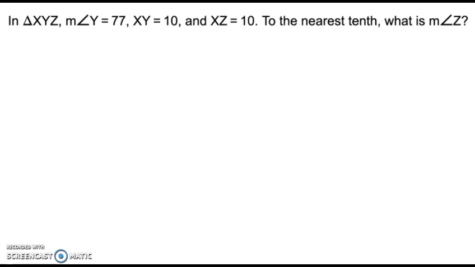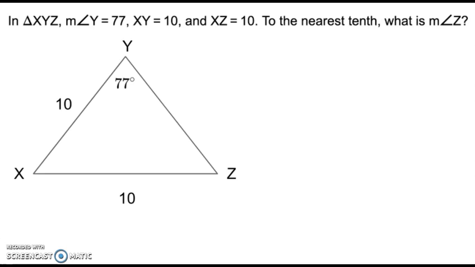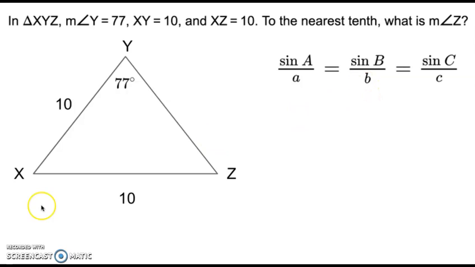So the first thing I'm going to do is draw my triangle and fill in my known information. Now, law of sines is saying sine of an angle over top the side across from it equals another angle over top the side across from that. So I'm going to set up a proportion using my information. I'm given 77 and the side across from it, 10. So I'm going to write sine of 77 over 10 equals sine of Z over 10.